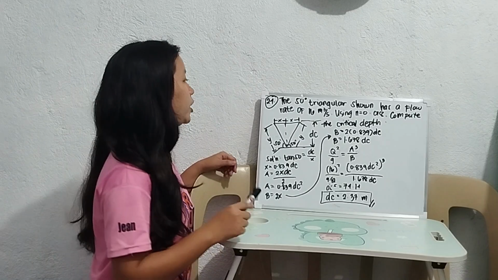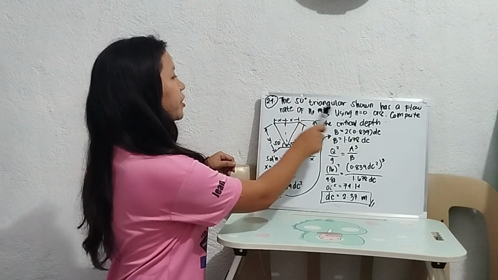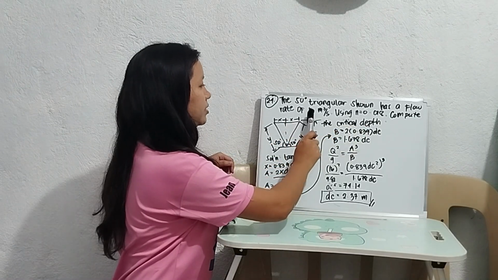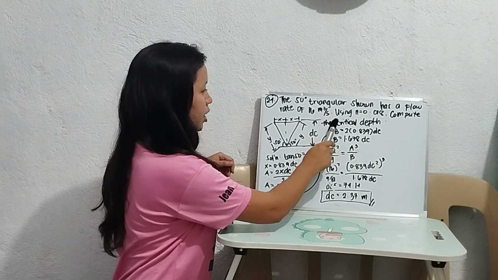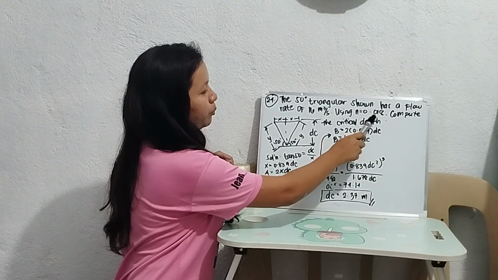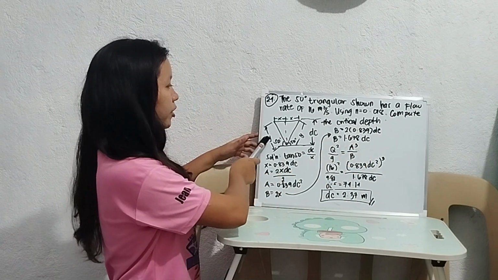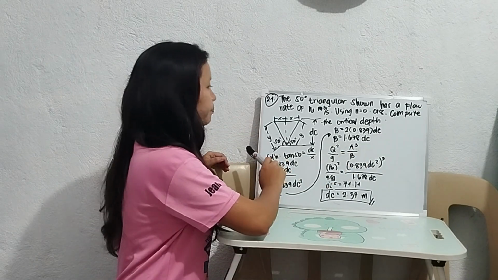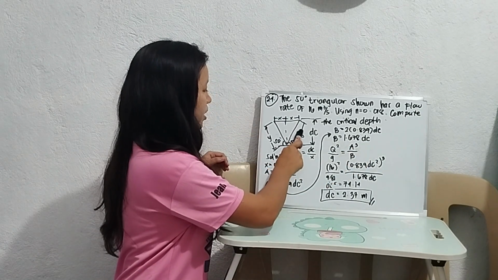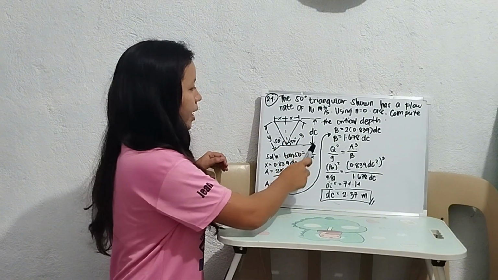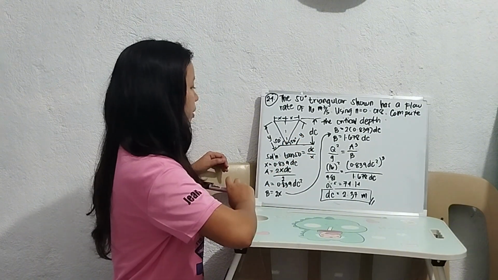So for number 24, the 50 degree triangular channel shown has a flow rate of 16 cubic meter per second. Using n equals 0.018, compute the critical depth. So this is our triangular channel. So we have the theta, which is 50 degrees, and then the y is for the slope, and then the critical depth. So we have our solution.